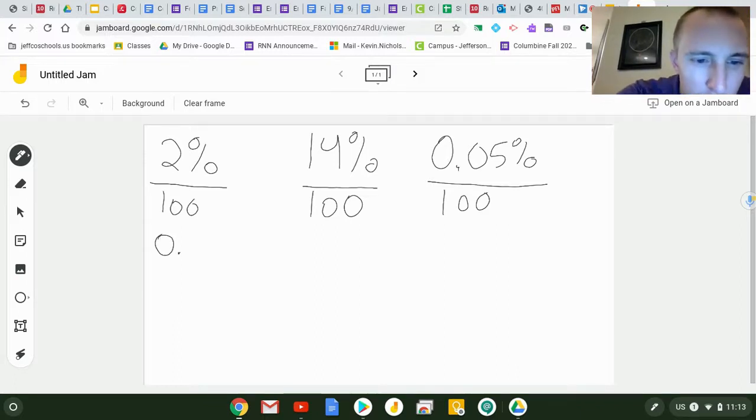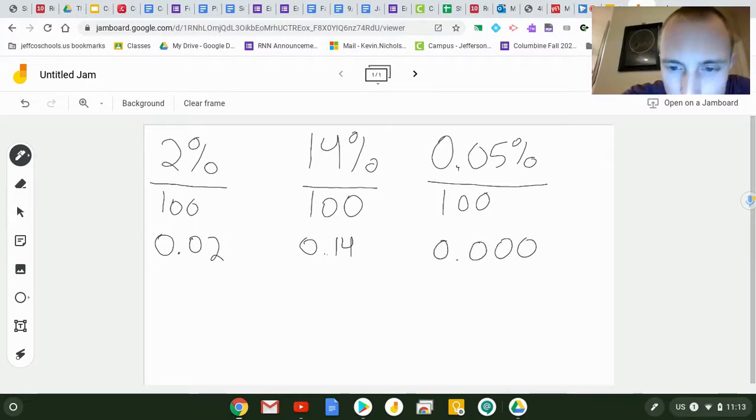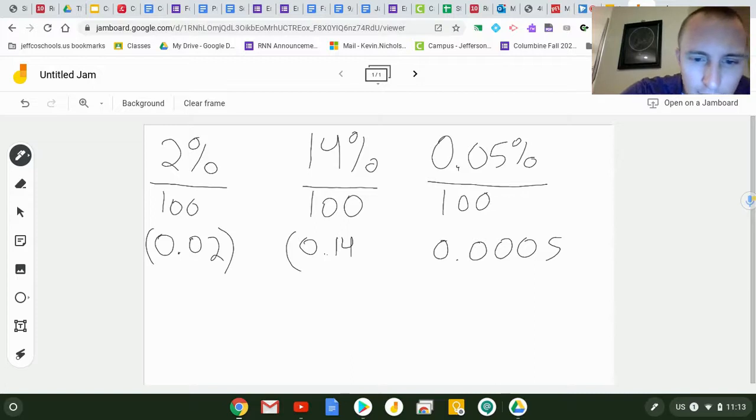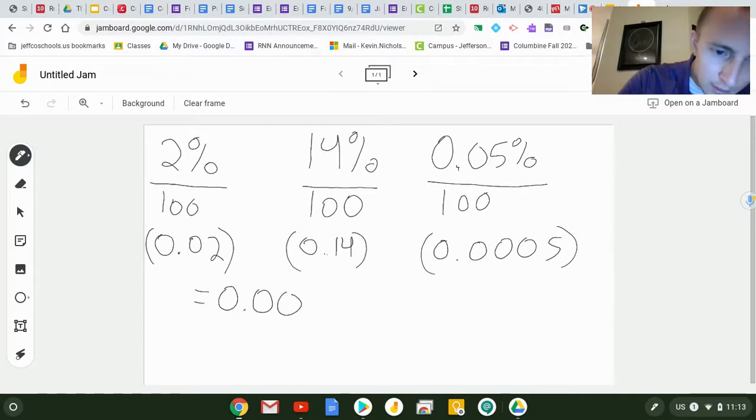So that's going to give us here a decimal value of 0.02, here a decimal value of 0.14, and a decimal value here of 0.0005. Okay, so now we've got all of our decimal values. Now we need to multiply all of these values together. If we multiply all of those values together, what we get, bear with me here, is 0.00014.